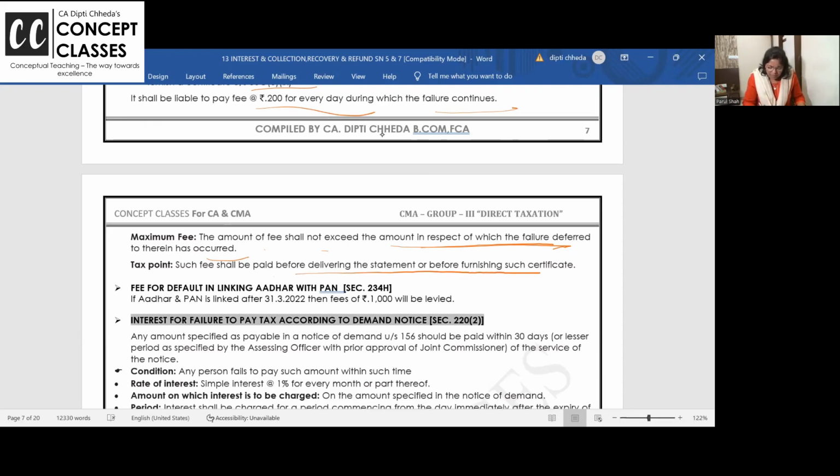Last, 234H. Aadhaar and PAN, you all know, 139A, 139AA. If Aadhaar and PAN are not linked, your return cannot be uploaded now. So if Aadhaar and PAN are not linked by March 22, then a fee of 1000 is charged under 234H and your PAN becomes inoperative. The day it is linked, it will again become operative.